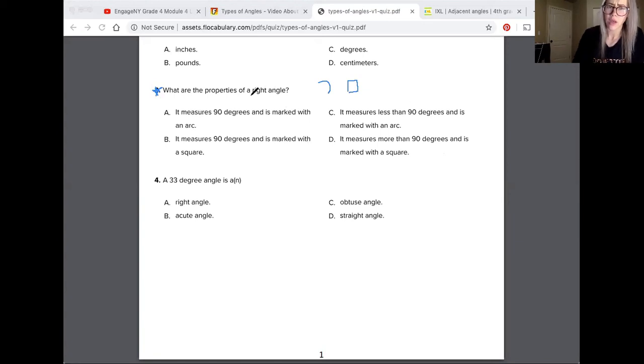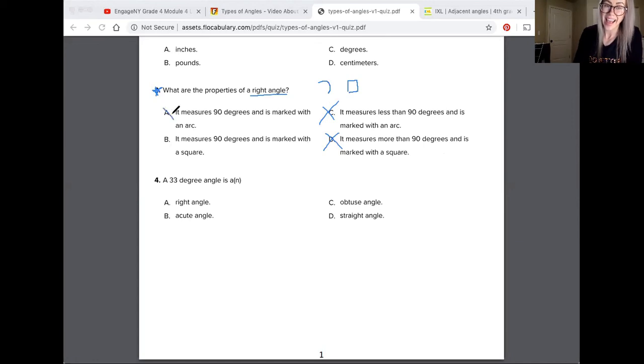Okay, now, this right here, right angle. It can't be less than 90 degrees. It can't be more than 90 degrees. Those would not work. So if it says less than 90, that's an absolute no. If it says more than 90, that's a no. But these both say 90 degrees. So it could be A or B. Let's see.